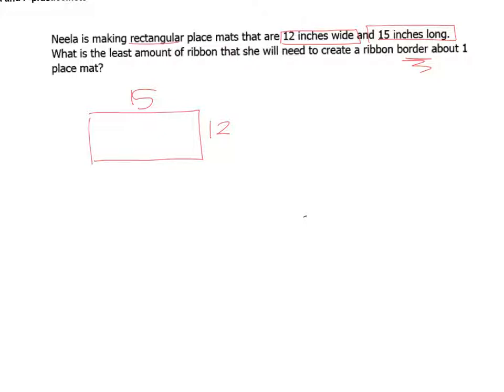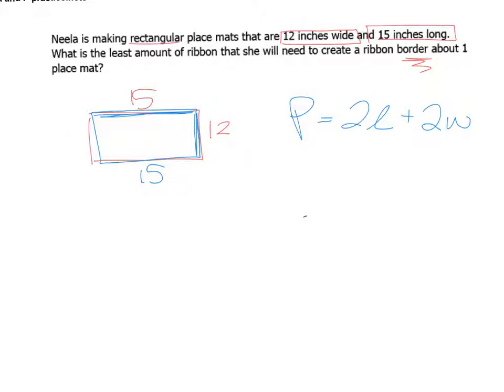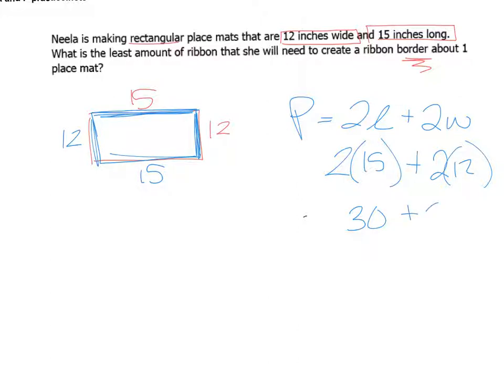Okay, so we're talking about a border. A border for this placemat would go around the figure. So this is a perimeter problem. Perimeter is equal to 2 lengths plus 2 widths, and you can find that formula on your formula sheet. If this side of the rectangle is 15, so is this side. If this side of the rectangle is 12, so is this side. So my perimeter would be 2 groups of 15, because 15 plus 15 is 30, plus the 2 groups of 12, because 12 and 12 makes 24, so we have a perimeter of 54 inches.